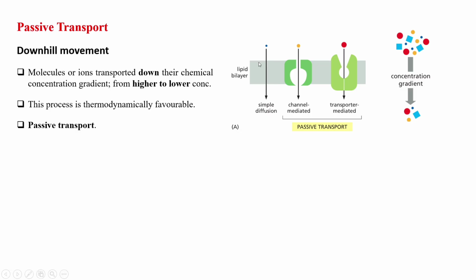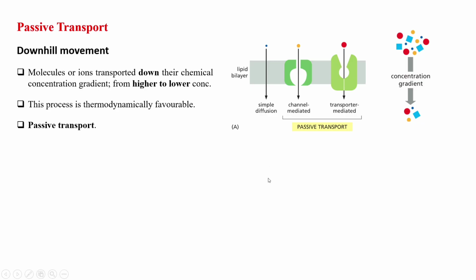Another is hydrophobicity. The rate of simple diffusion depends on hydrophobicity, because, as I have already mentioned, these molecules are moving through a hydrophobic environment. So the more hydrophobic the molecule is, the more rapidly it can cross the bilayer. And the size of the molecule also matters, because the smaller the size, the more easily the molecules can enter inside the cell or move outside the cells.